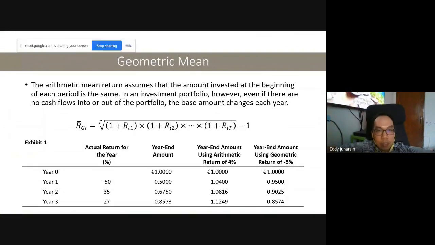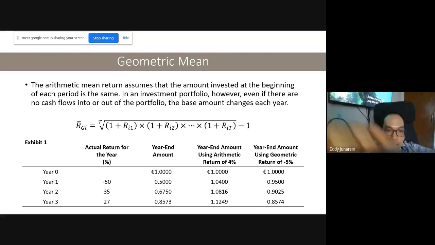So this is a simple example you see here. Year one, you see the money here. We started from an easy example, 1 euro. The money dropped to 50 cents. So obviously we lost 50% of the money. But from 50, it improved to 67. So 67, how much percent is it?